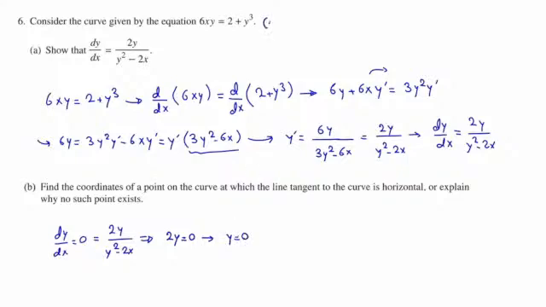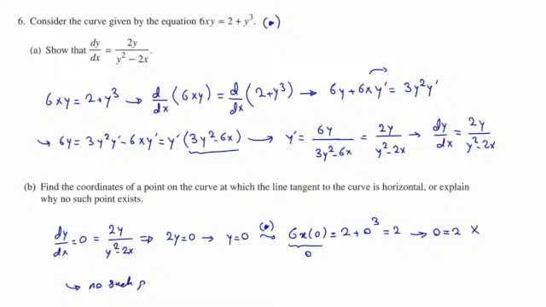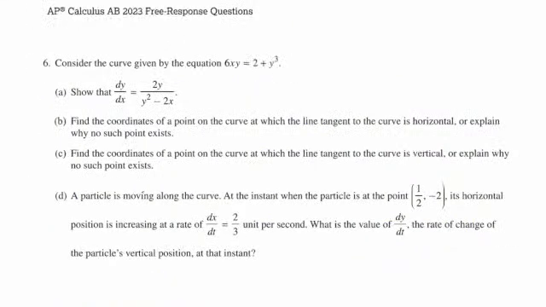Now let's check; call this one star. If we replace in star, it will be 6x times 0 equals 2 plus 0 cubed. So the left side is 0, the right side is 2. So we've concluded 0 is equal to 2. So it's not possible. So we conclude no such point exists. Let's solve part C.